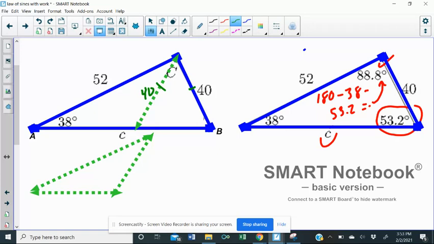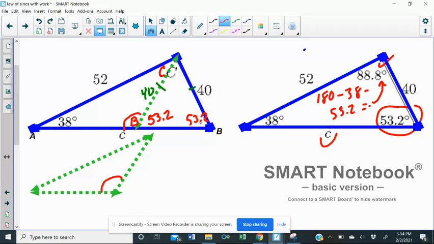Over here, this was 53.2, right? And we know in an isosceles triangle the base angles are equal. Okay, so that's 53.2. Well, this is our new angle C. Sorry, our new angle B. Our angle C is up here. So our new angle B has changed. Okay, this is our new angle B.